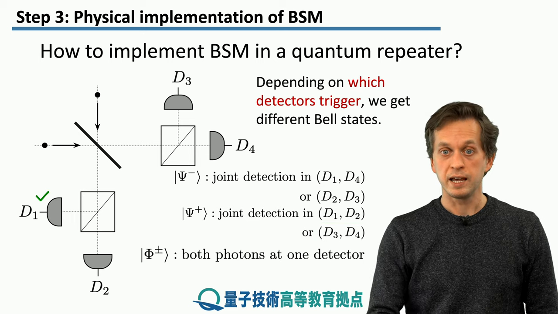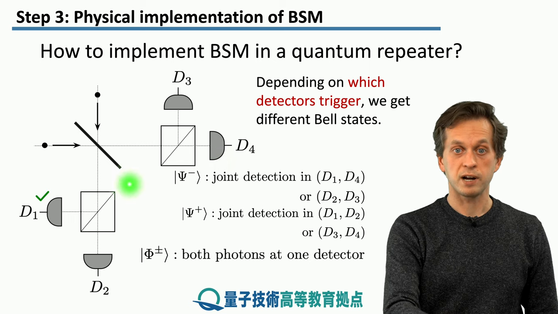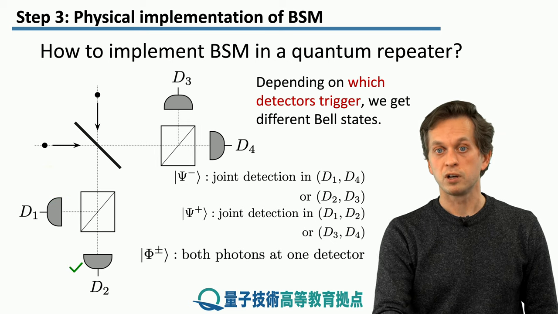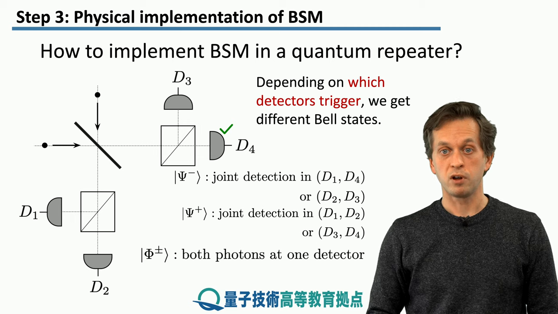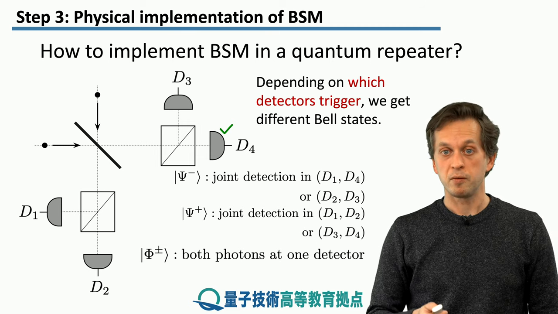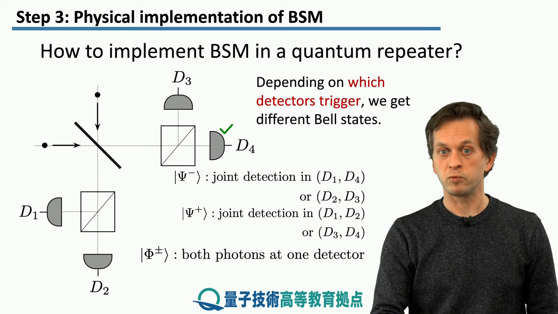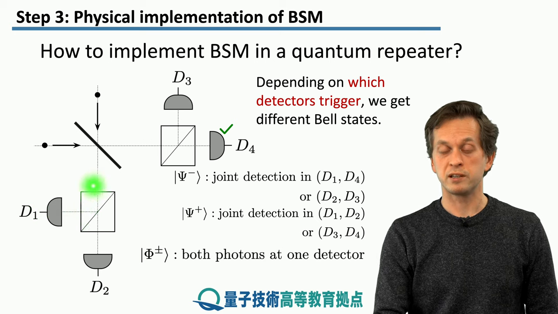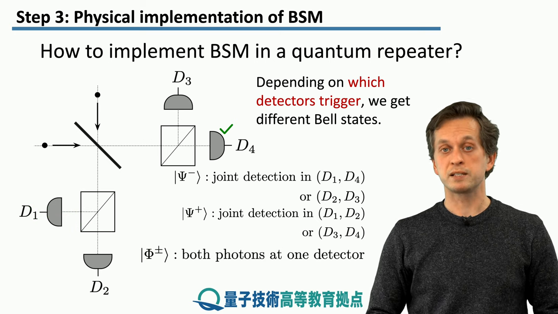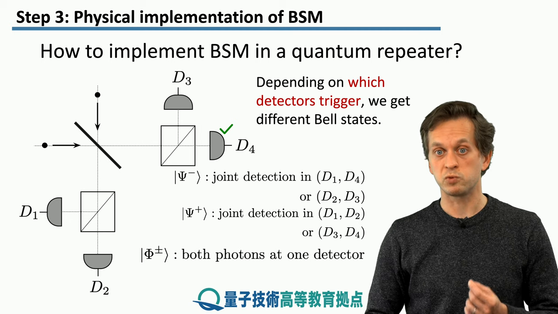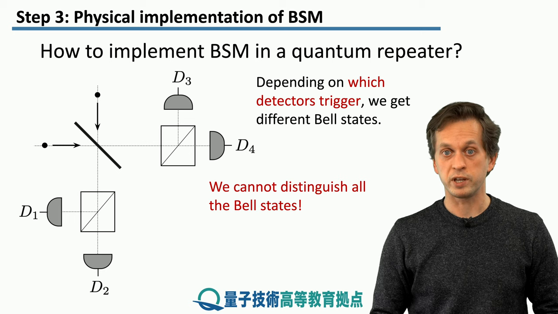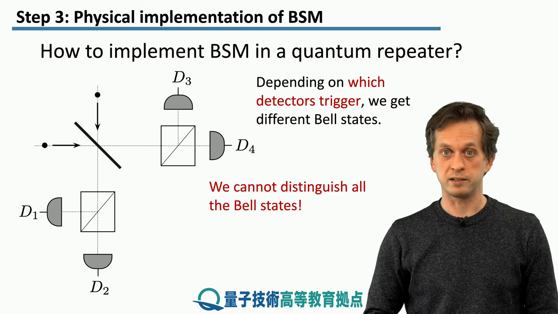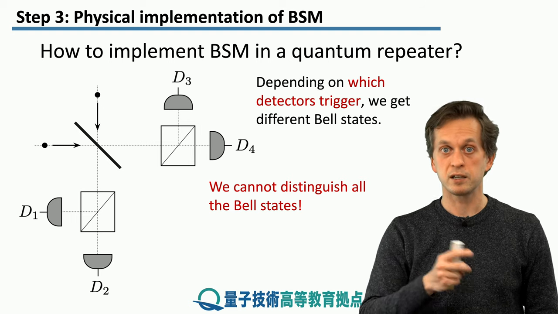What can also happen is that both photons travel into a single detector, for example, D1, or they might travel into D2, or D3, or D4. All of these are equally probable. However, then we cannot say whether we have phi plus or a phi minus. So whenever we get only one of these detectors triggering, we know that we have one of the states psi plus or psi minus, but we cannot tell which one. And this is a bit of a problem because we cannot fully implement a Bell state measurement. We cannot distinguish all four Bell states. We can only distinguish two of them, psi plus and psi minus.